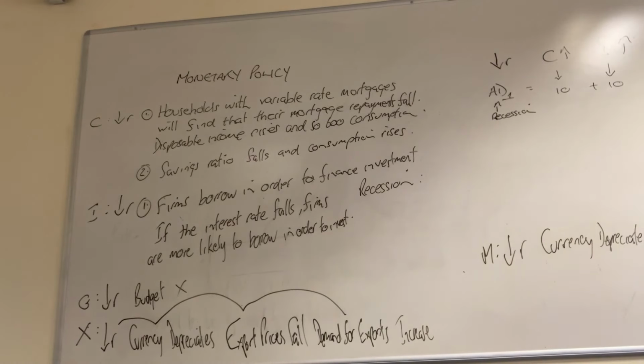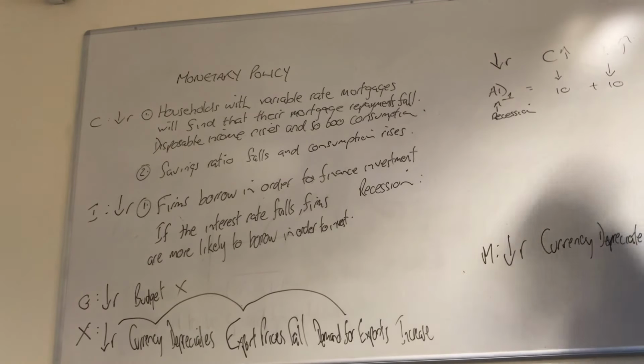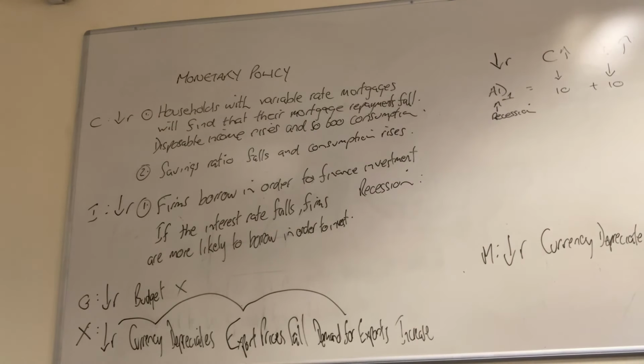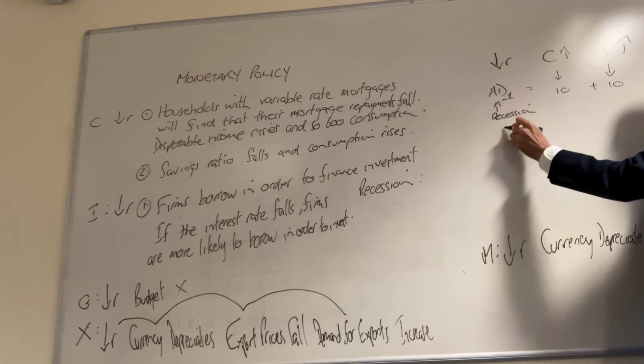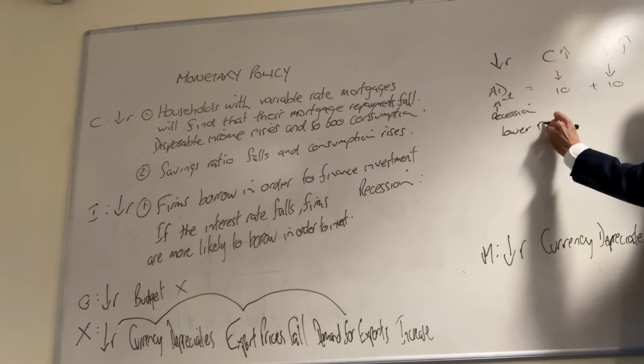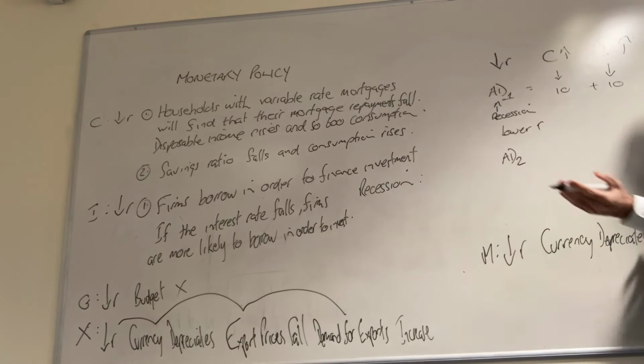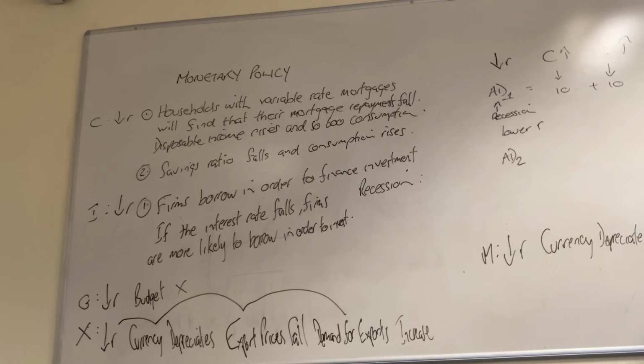And so what does the Bank of England do to get out of a recession? Right, so to get out of a recession, we've just been doing this for an hour, ladies and gentlemen. To get out of a recession, the Bank of England will lower the base rate. Now, consequently, that will have an impact on AD. So we're going to do AD2.